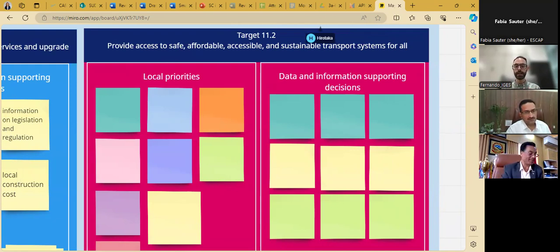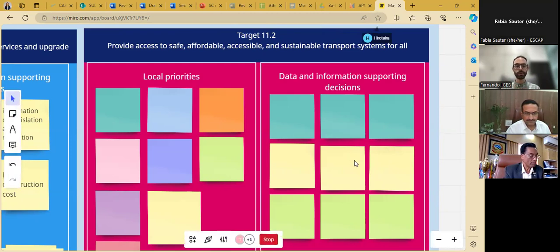Again, first you talk about your local priorities and how the situation is with transport in your municipality and how you can address the issues of transport, and then which kind of data and information would support your decisions to make it easier to provide transport in your municipality.